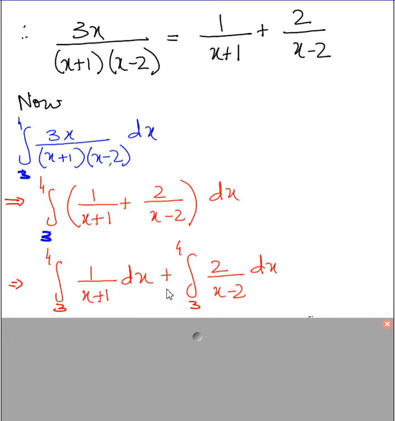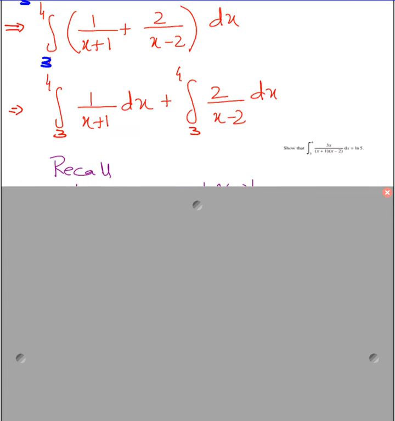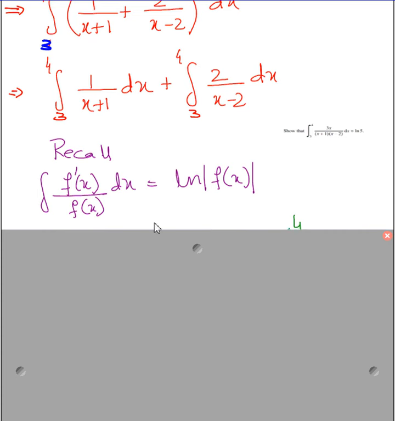Now, what does this remind you? What type of integration is it? You need to recall one of the methods of integration in which you have a function in the quotient form such that the numerator has the differentiation of the denominator. It means if you differentiate whatever is in the denominator and that differentiated function is given in the numerator, then your integration will be ln of the denominator. So you just write it like this, right?